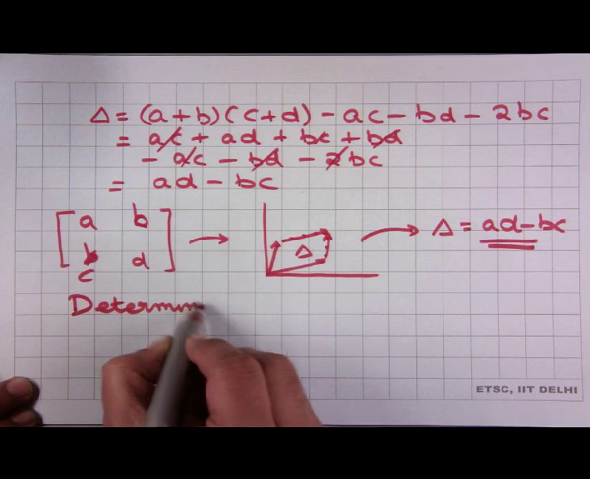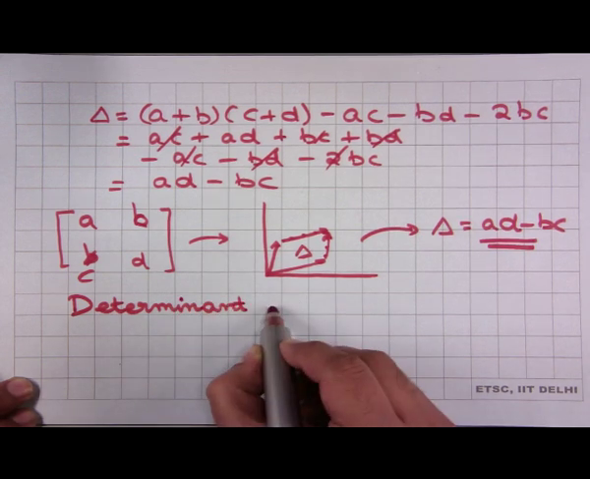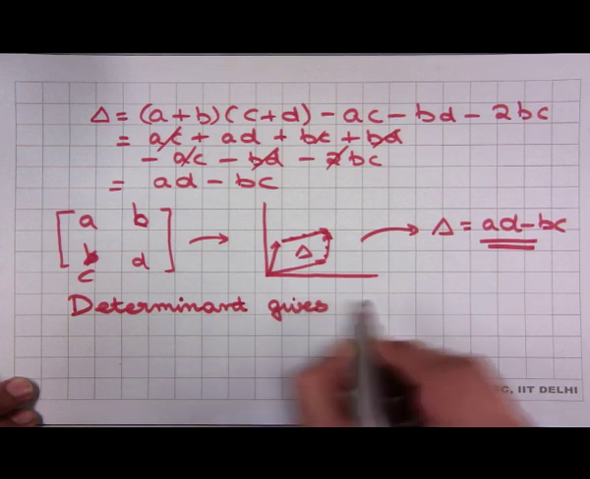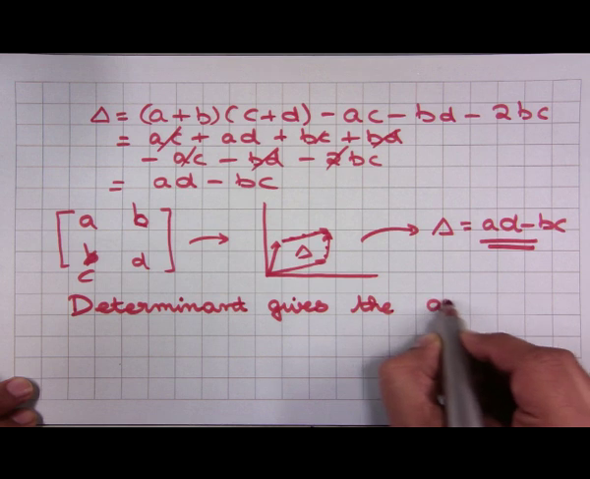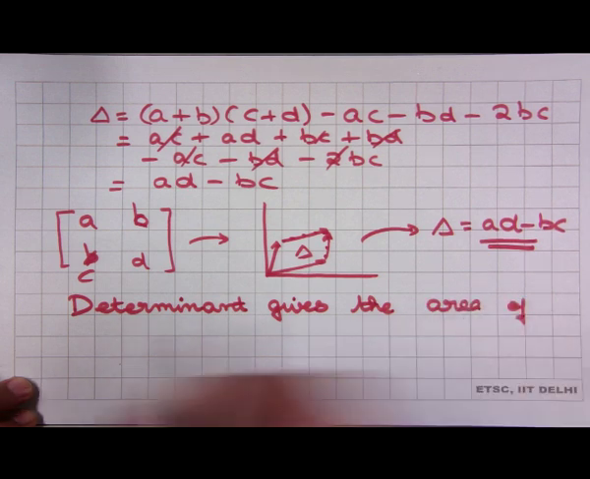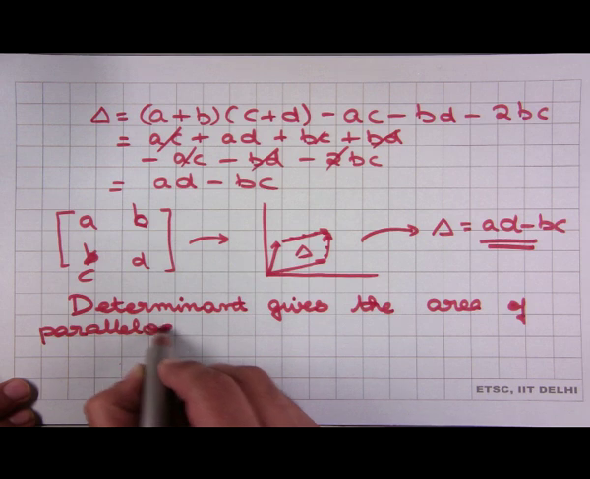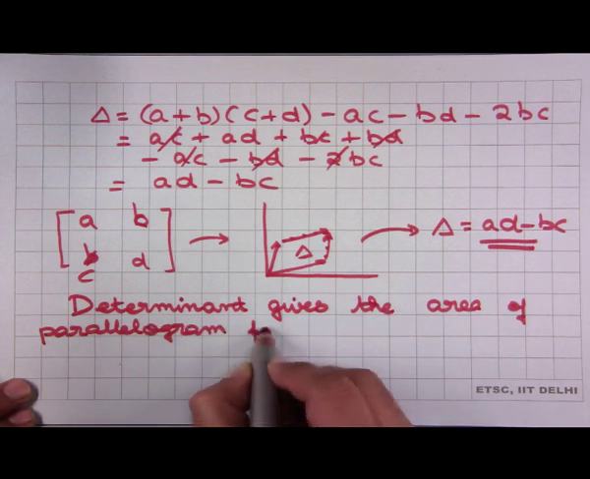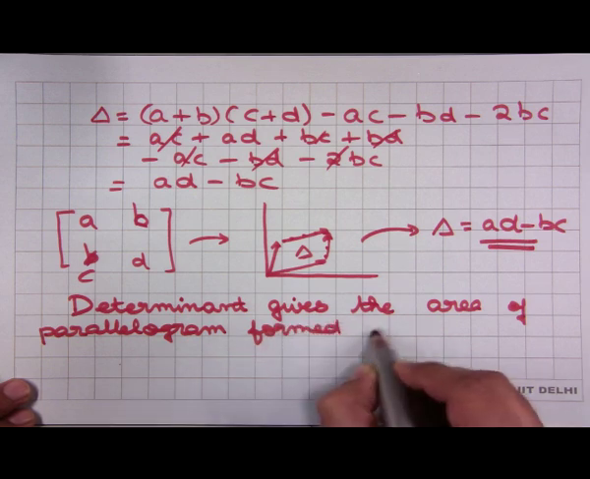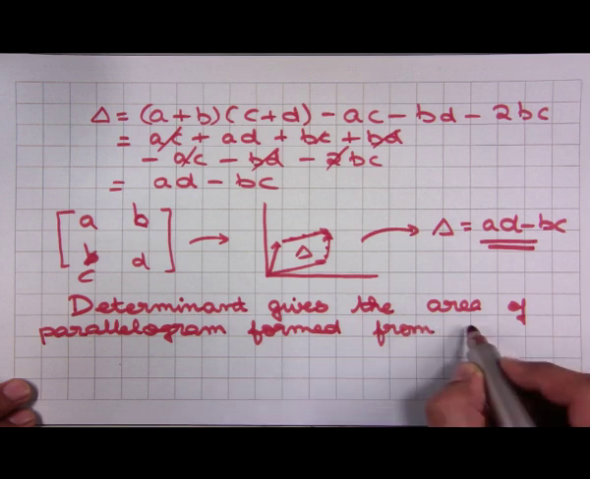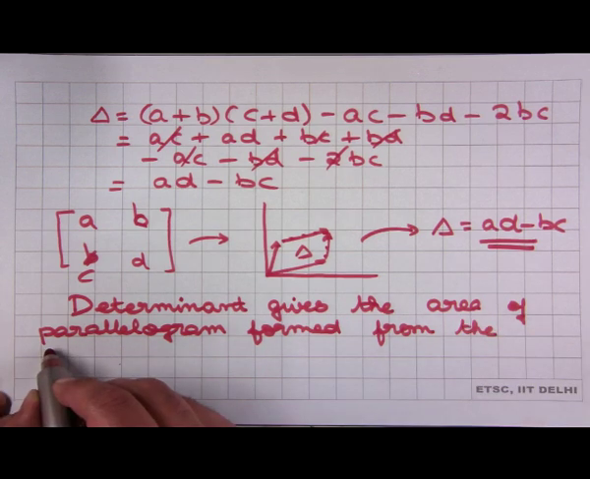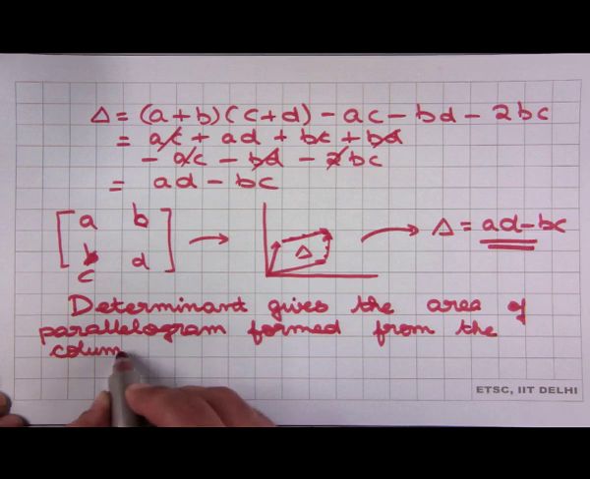So, to summarize this, I just write down that a determinant gives the area of a parallelogram formed from the vectors, the columns of a matrix.